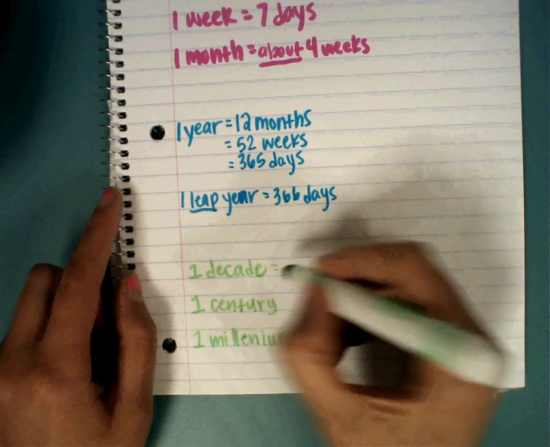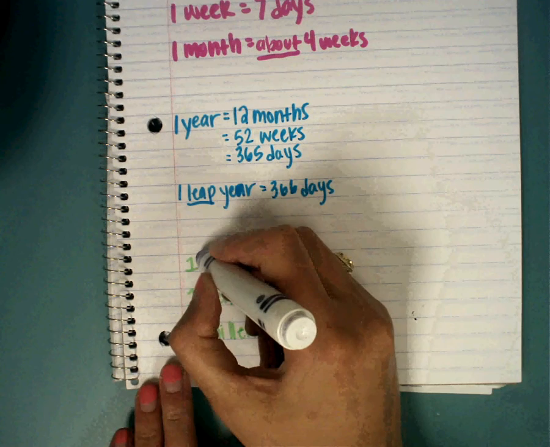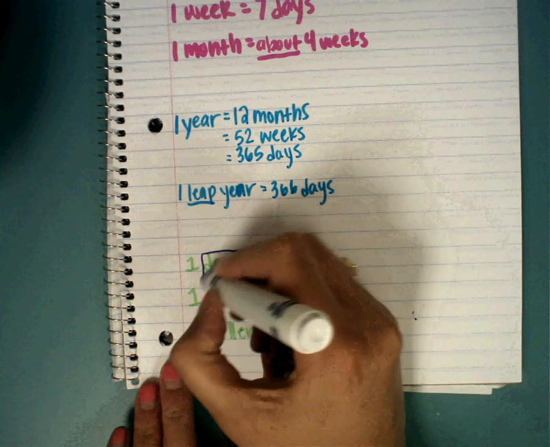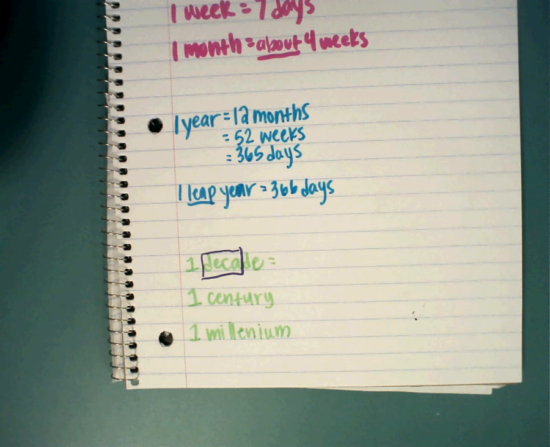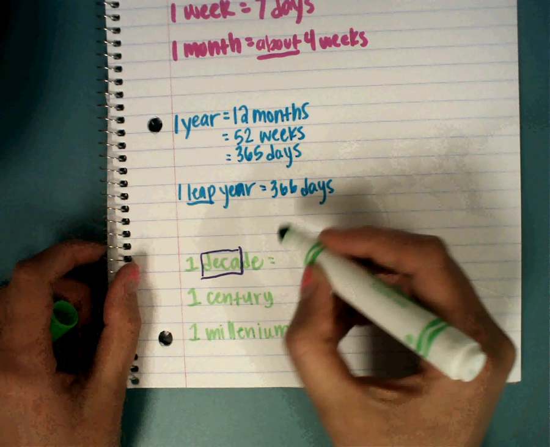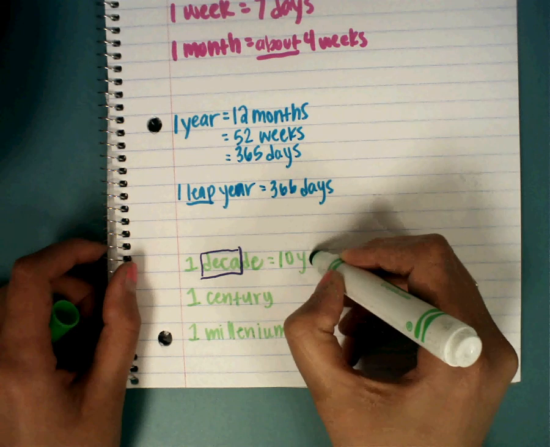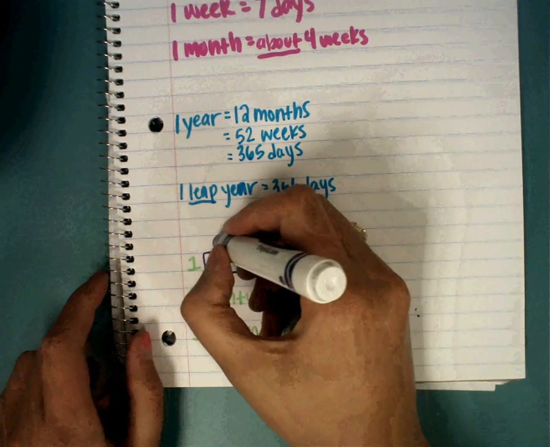Okay, a decade. So let's pull out some root words here. Ooh, what does deca mean? Deca, deca, deca. What does that mean? It means 10. So a decade is how many years do you think? 10 years, because a decade, deca, means 10.